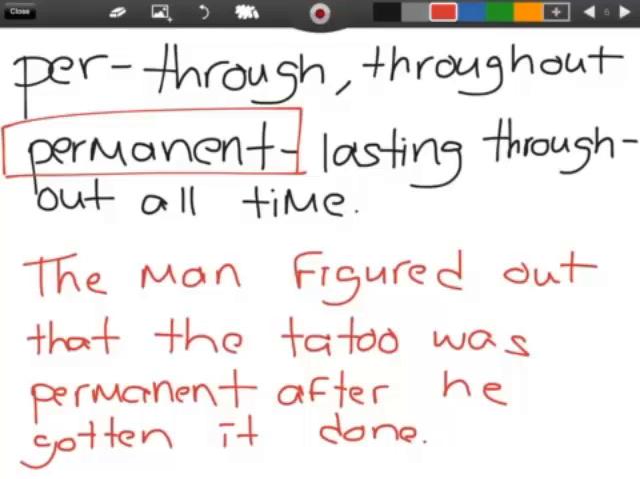I'm going to read that to you. The man figured out that the tattoo was permanent after he got it done. Moving on to our next root is peri, and peri means around.